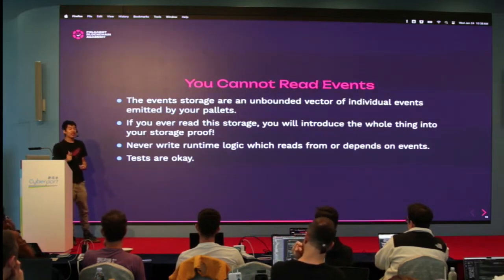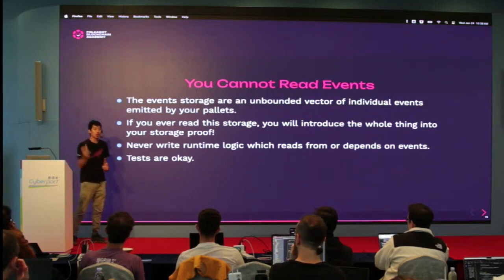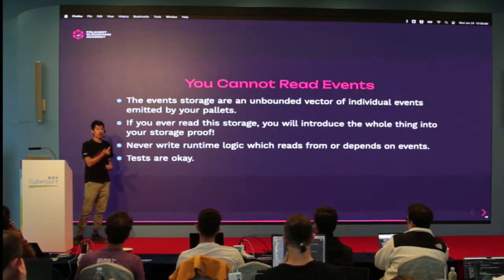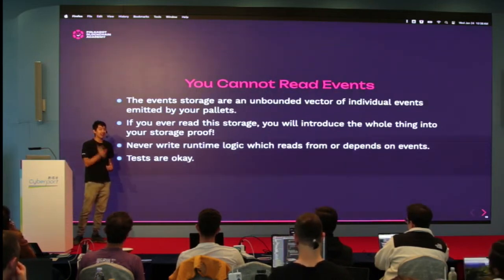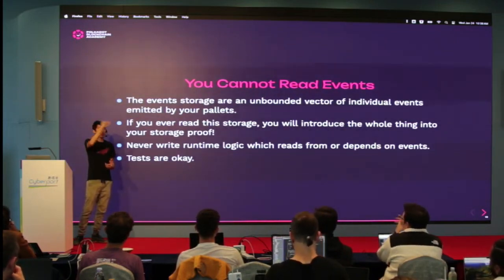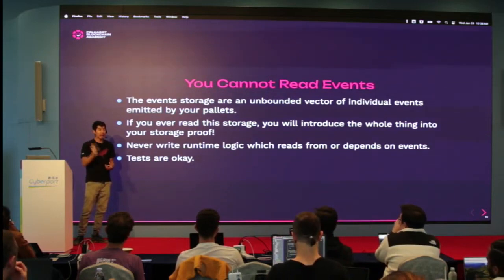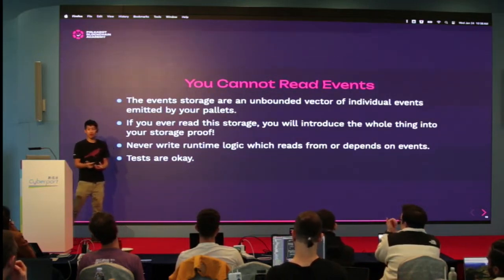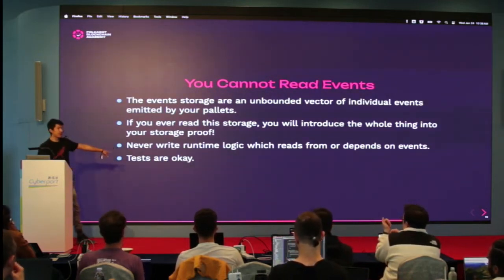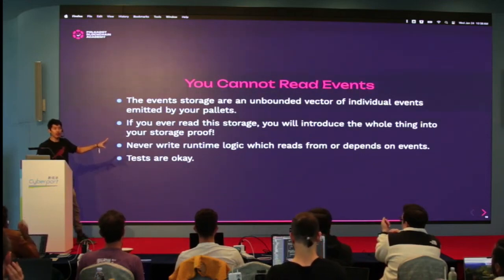There are some people who have an intuition or some kind of feeling that they want to read an event and use it as a hook to some kind of on-chain execution. It is not the way to do it. There are other ways to hook or to trigger information across pallets. You will never, ever, ever read from events, okay? But tests are okay. Tests don't matter because it's not the real blockchain environment.